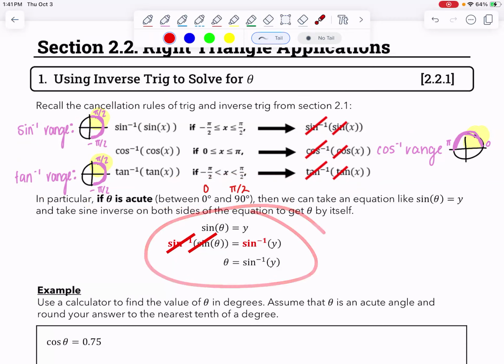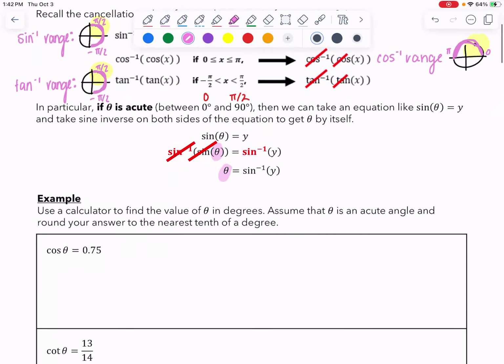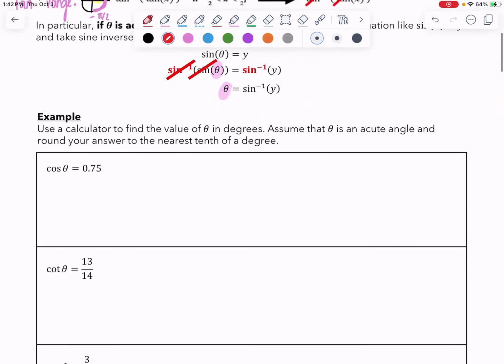So small example here, we had sine of theta is equal to y, taking sine inverse on both sides. These cancel, you're just left with this theta right here. So this theta is this theta. And you have theta is equal to sine inverse of y. So this is really, really useful. We'll try it on a few problems.